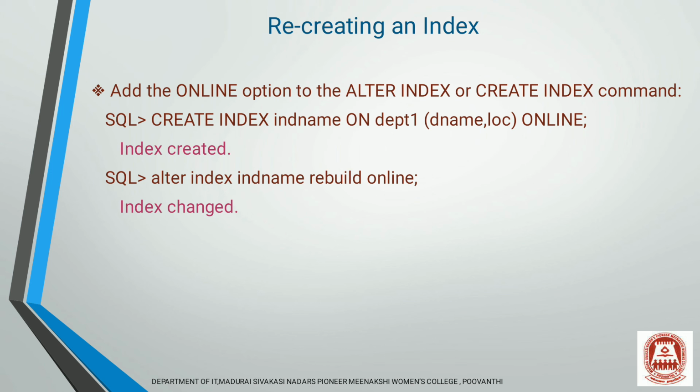Recreating an index when you are going to do it online: create index name on the table name, and within the brackets you are going to represent a column name. The only word online is added at the end of the particular query. Then the index is created. Alter index and the index name, rebuild online. This is also possible. Again the index is changed. So create index is again how you are going to create it, and rebuild is also possible with the help of the alter index command.